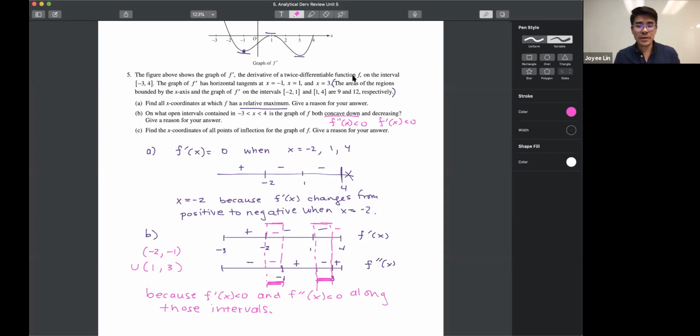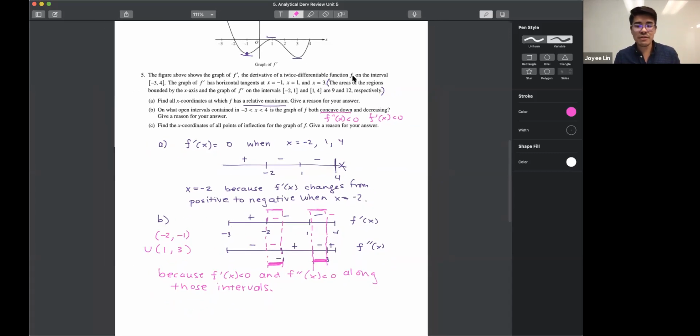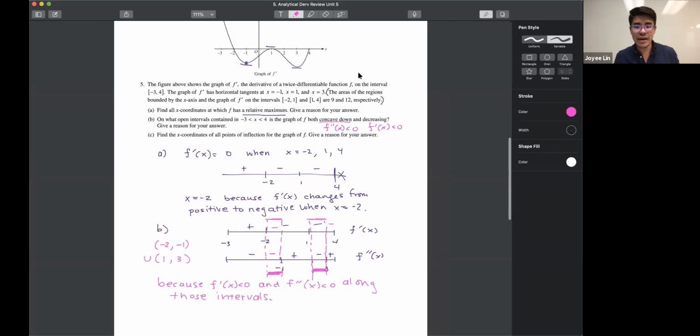Alrighty, one more. Part C says find the x-coordinates of all points of inflection on the graph of f. Give a reason for your answer. So try typing in your explanation to see if you can get the point for that one too.